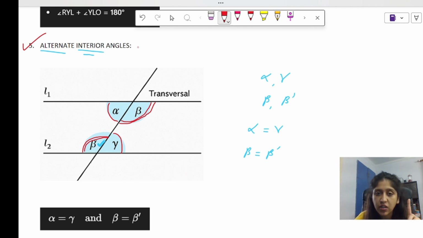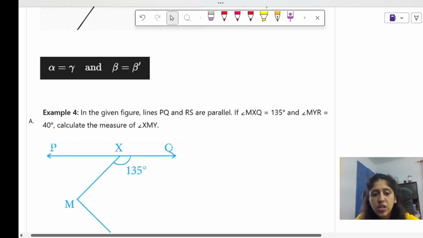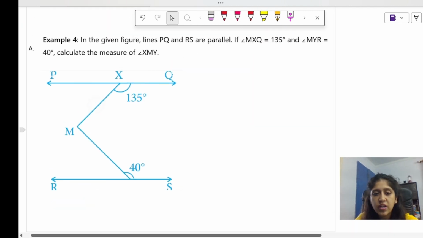I hope the concept is clear to everyone. Now let's do a question. ठीक है. मैंने एक क्वेश्चन लिया है आज. So I have taken only one question today. ठीक है. And I'll be solving it with you. ठीक है. I have not had a solution. मैं आपको आपके सामने दिखाऊंगी how to actually solve the question.